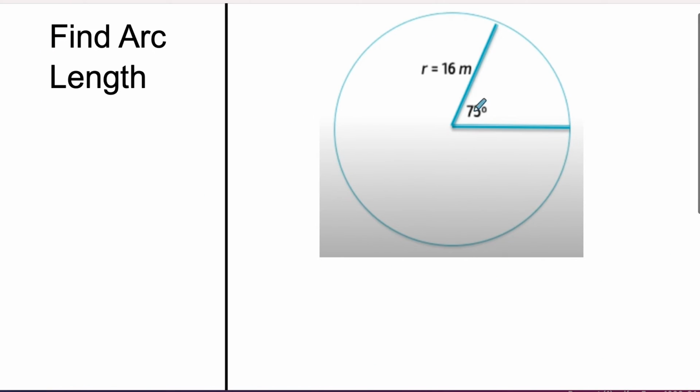Go ahead and try the same thing. This time we want the arc length, so we're looking for the distance here. Again, that is part of the circumference. So stop the video, first find the circumference, and then set up your proportion. Stop the video and try that now.